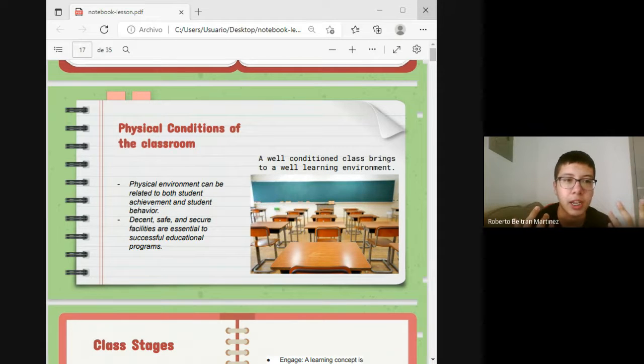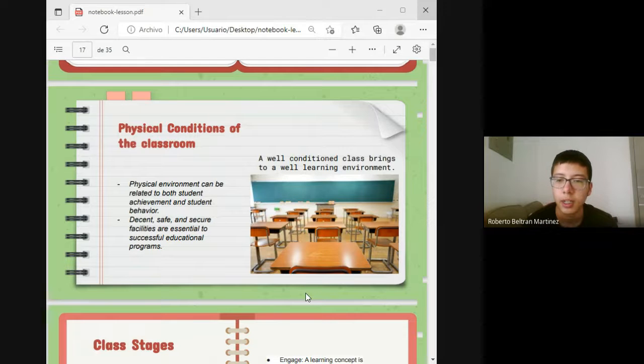So this is not only conducive to instruction and learning, it is also essential for the students and the staff for their well-being and overall health. Now, this is an example. You have here an image of a well-conditioned class. A well-conditioned class brings a good learning environment.